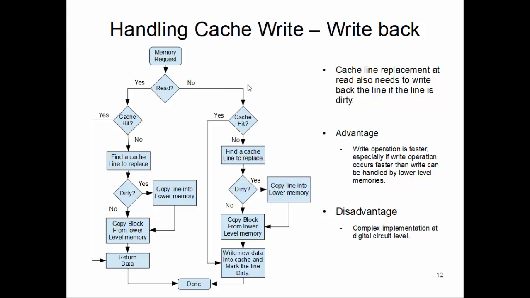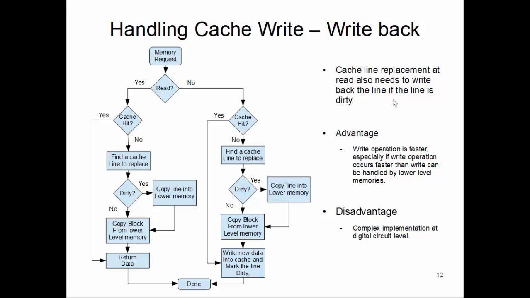Now, if it is a write operation, right? If it's not a read operation, it's a write operation, then if it's a cache hit, well, you directly write the new data into the cache and mark the cache line as dirty, and you're done. Now, if it is a cache miss in that scenario, then similar to the read, the write also needs to find a cache line to replace. Need to check if it is dirty. If it is dirty, copy the line into the lower level memory first, then copy the block from the lower level memory to the higher level memory, and then write the new data and mark that cache line as dirty as well.